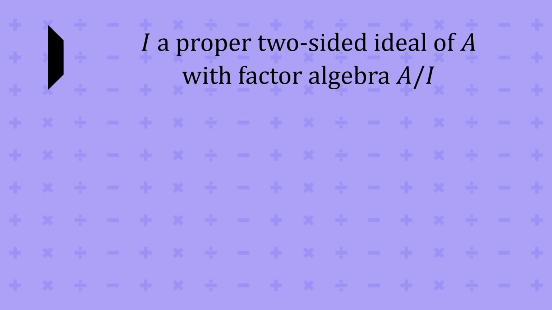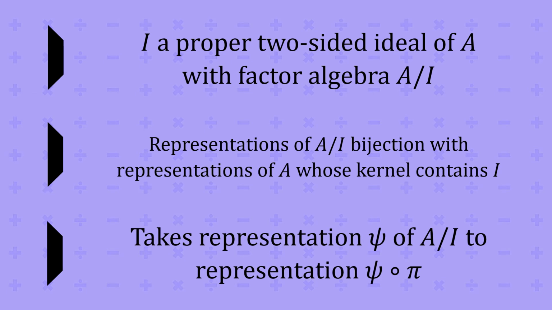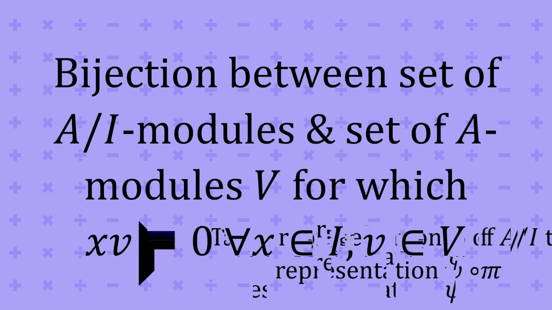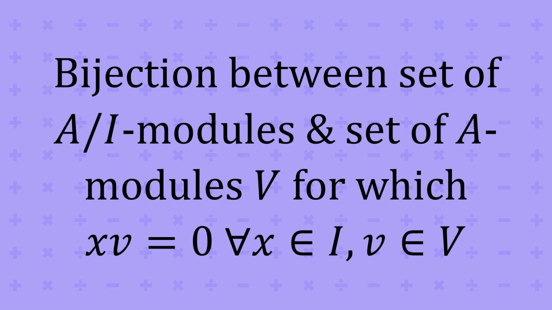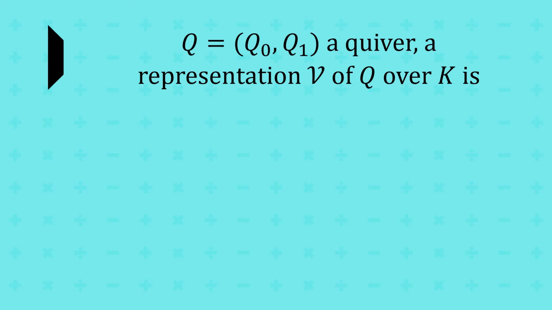Let I be a proper two-sided ideal of A with factor algebra A over I. Then the representations of A over I are in bijection with the representations of A whose kernel contains I. The bijection takes a representation psi of A over I to the representation psi circ pi, where pi is the natural homomorphism. In terms of modules, this means that there is a bijection between the set of A over I modules and the set of A modules V for which xv equals 0 for all x in I and v in V. Now we'll move on to defining a representation of a quiver.